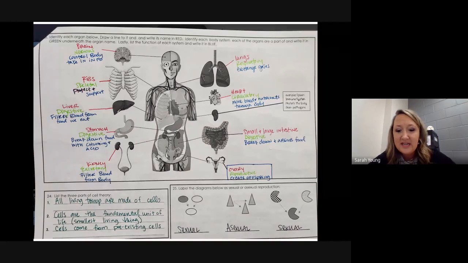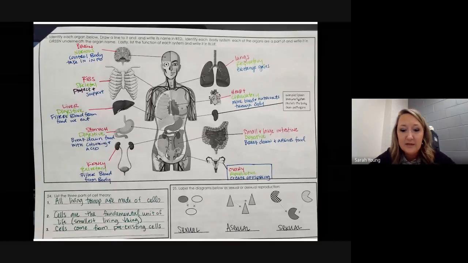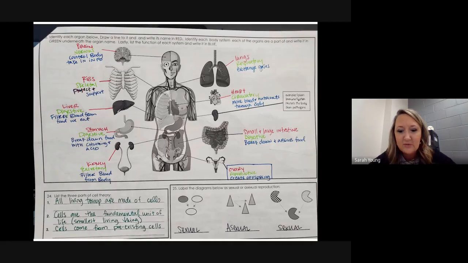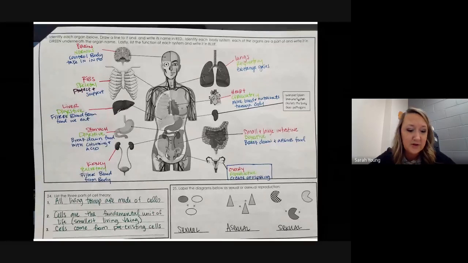The small and large intestine is the next one. It's also a part of the digestive system. It breaks down and absorbs food, nutrients from the food we eat. This one was kind of tricky because I'm not sure that everybody had a diagram of this one. So this one at the bottom was an ovary it was pointing to. The ovaries are part of the reproductive system. The job of the reproductive system is to create offspring.